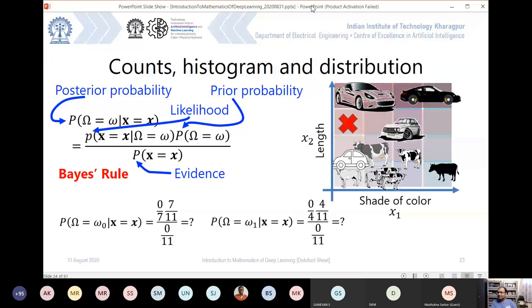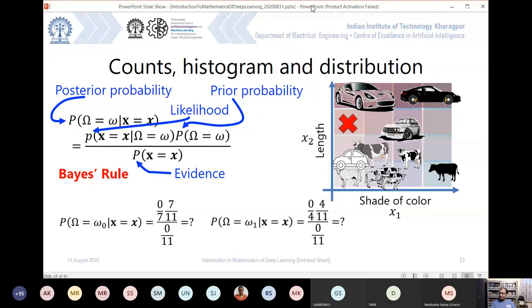So here comes the issue: how will I solve it? Because this is a region where I did not get any evidence in my experiment, but does that mean that I will never have any such cow or car occurring? Is this a condition like the sun will never rise in the west?